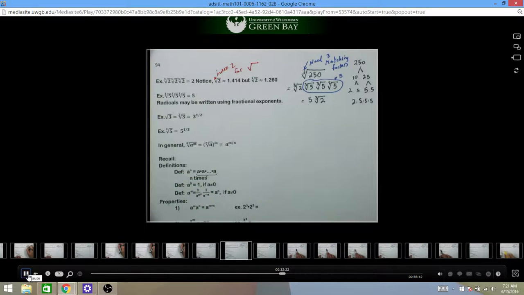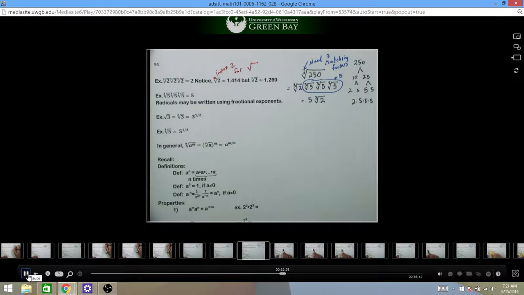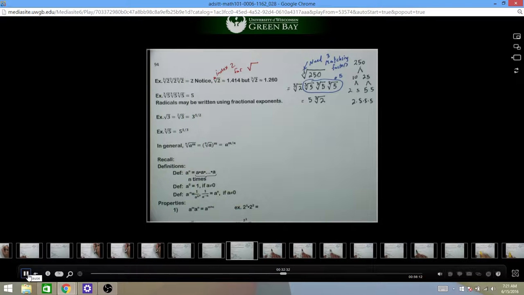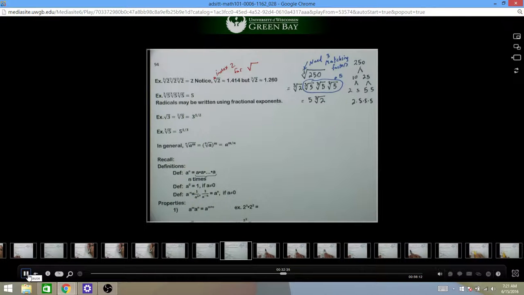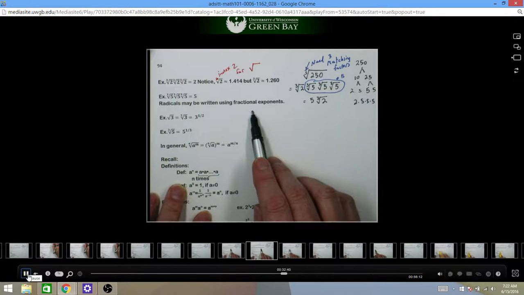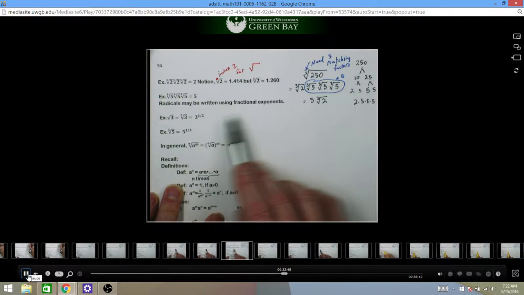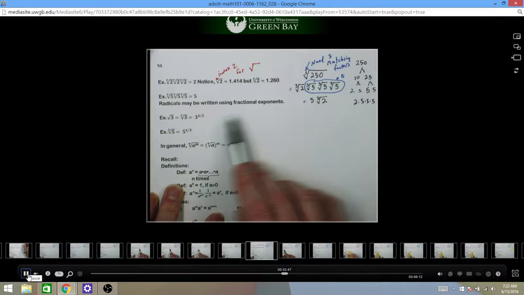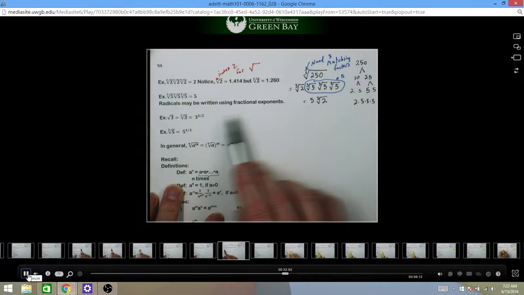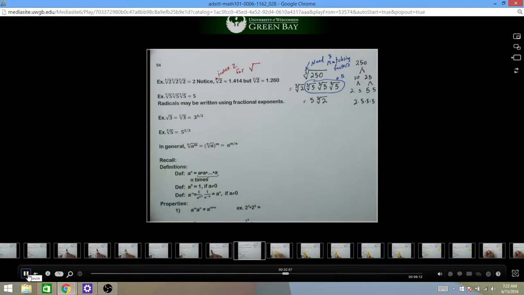And so you could have a 4th root or a 5th root or a 6th root. You could have any number there. It turns out that mathematicians decided, well, we're going to use the notation of fractional exponents to stand for square root symbols. So radicals can be written using fractional exponents. So when you have a square root, that's the same as a 1/2 power. Or if you have a cubed root, that's the same as a 1/3 power.